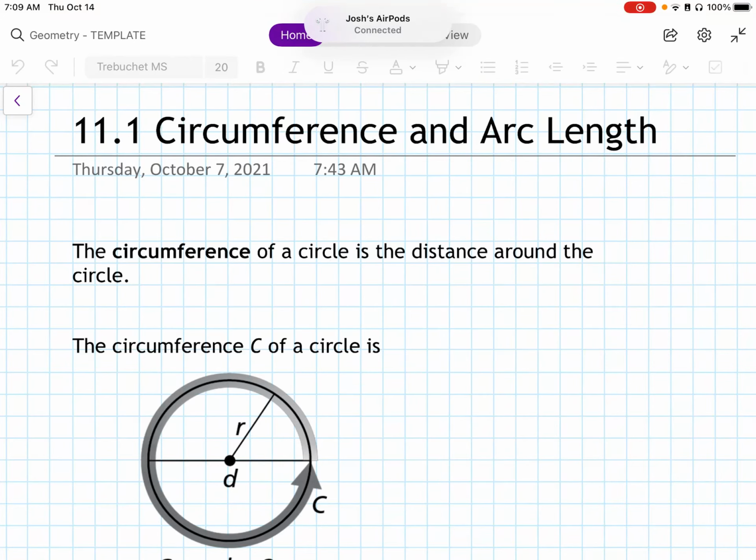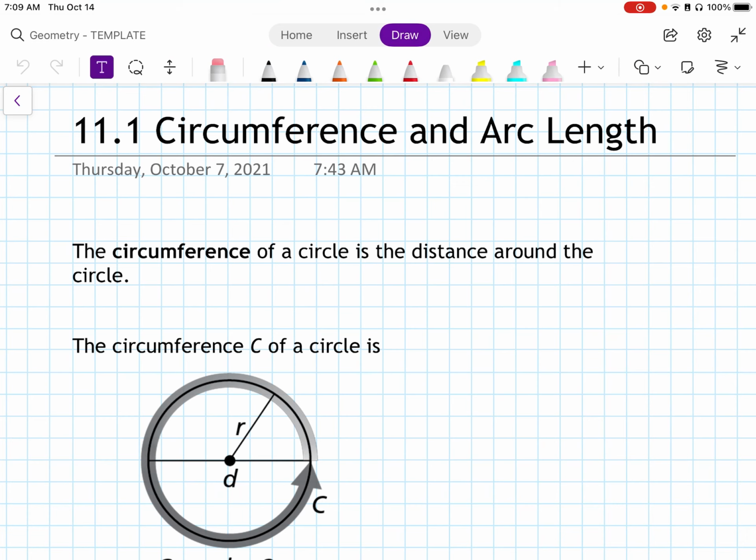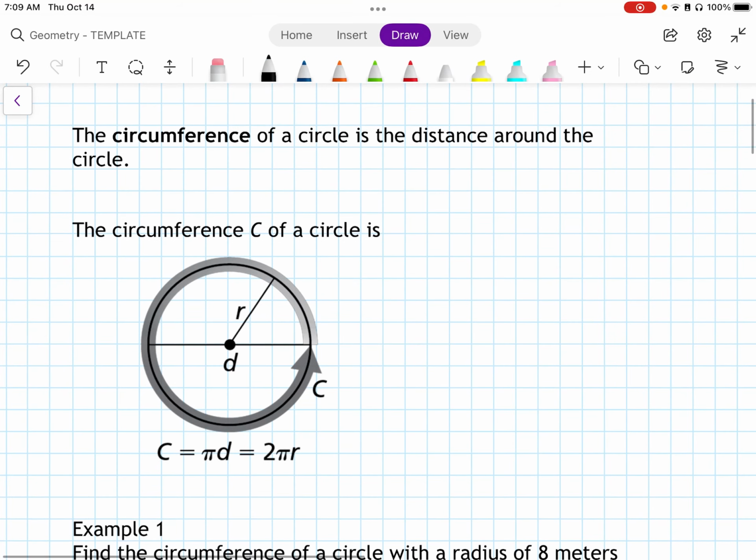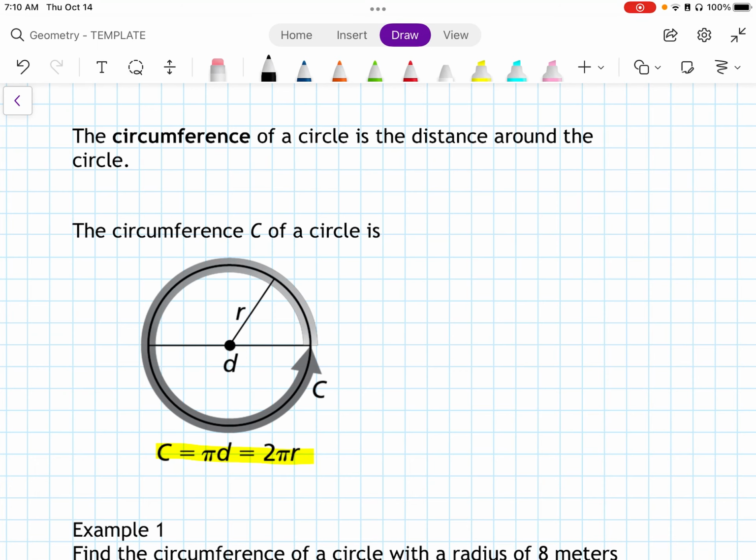All right, 11.1, circumference and arc length. The circumference of a circle is the distance around the circle, right? It's like the perimeter. We can see the circumference, it's that edge piece, and the formula for circumference is pi times diameter or 2 pi radius, right? We know that 2 times the radius is the diameter, so really those are the same formula, they're just written in a little bit different way. That would be something that you need to commit to memory.